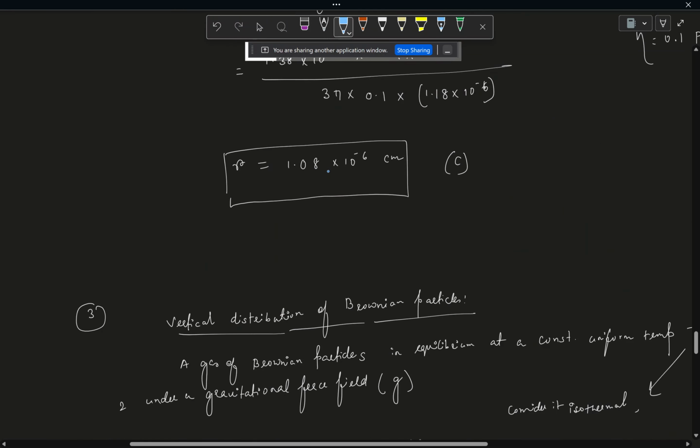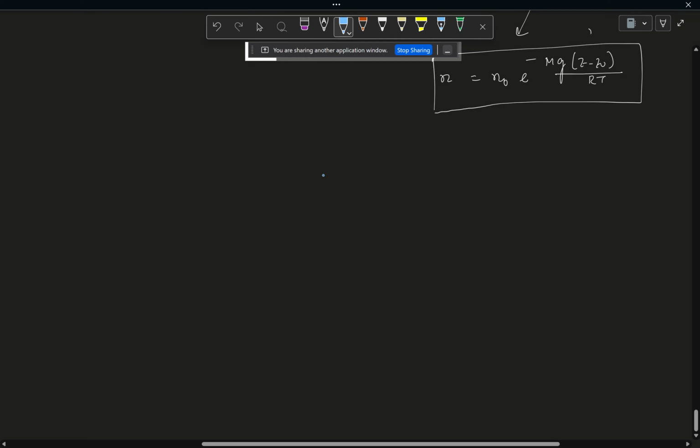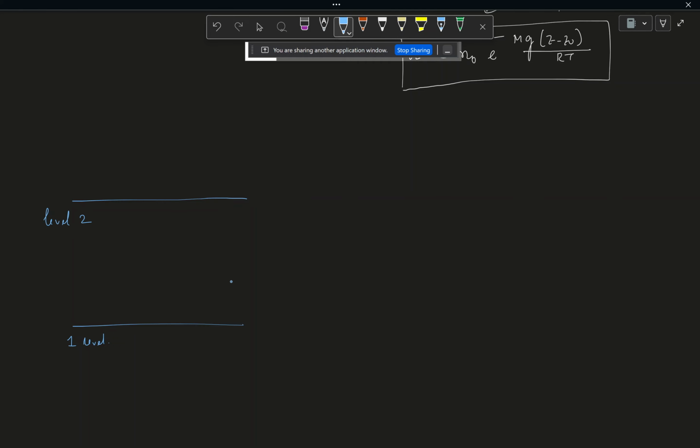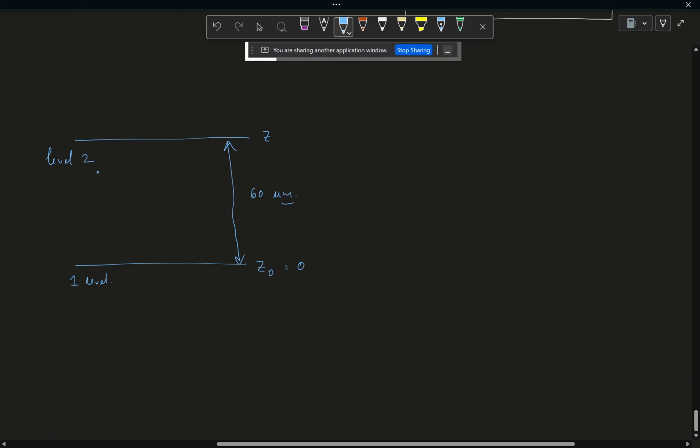Then the effective mass of each particle you have to calculate. So also I have to tell you the concept of effective mass over here. Now to match with this problem, if you draw a diagram roughly, this is your initial level or level 1, and this is your level 2. This is, let's say, at Z0. We can consider this as 0 level just for reference, and here the next level is Z. And the vertical distance between these two levels is given to you, which is 60 microns.